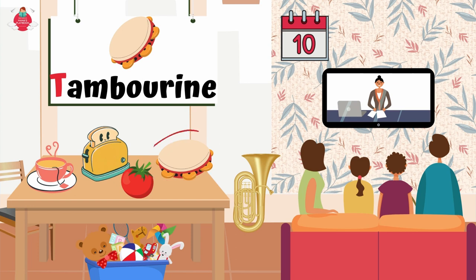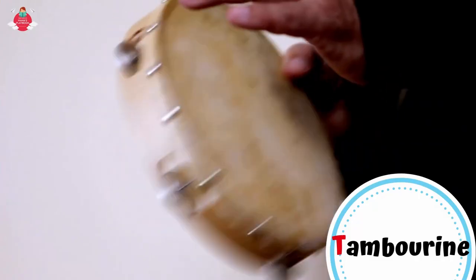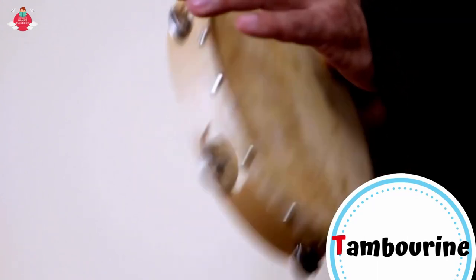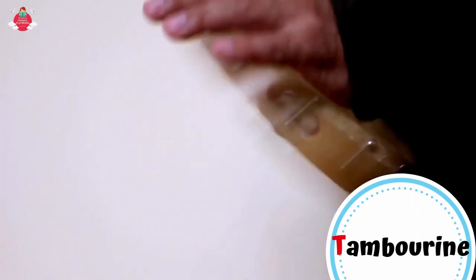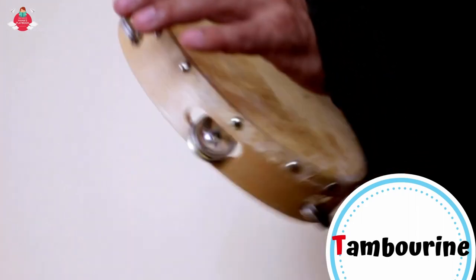First from the right, there is a tambourine. T for tambourine. Tambourine is a small musical instrument consisting of a circular wooden frame with metal discs loosely attached to it. We can shake or hit with the hand to make the discs ring.